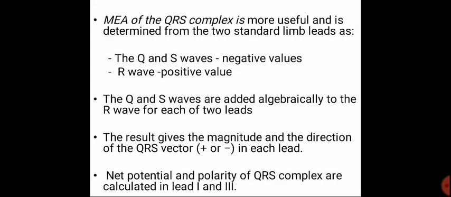For example, in lead 1, the R wave is plus 13 and the S wave is minus 5, so the algebraic sum is plus 13 minus 5, which is 8 millivolts. In lead 3, when we see the R and S waves, R is plus 15 and S is 0, so it is plus 15 millivolts. So when we see the potential in lead 1 and lead 3, the mean QRS vector is equal to 15 mm.